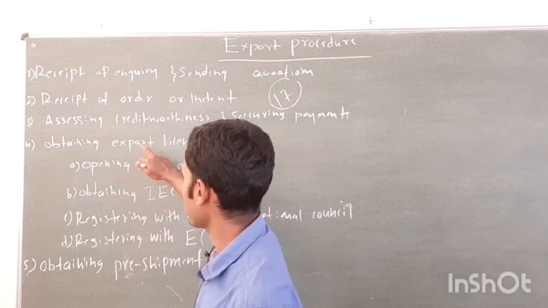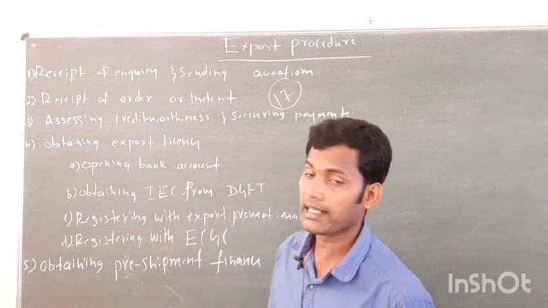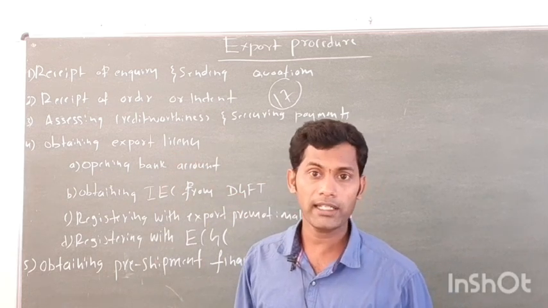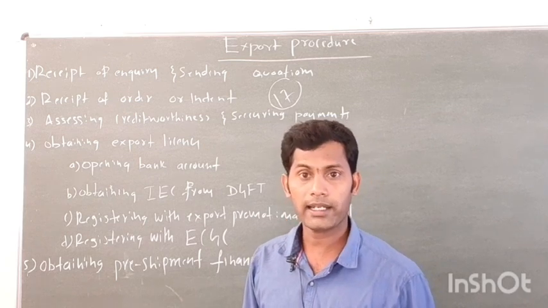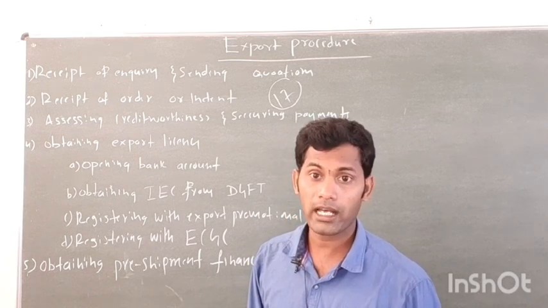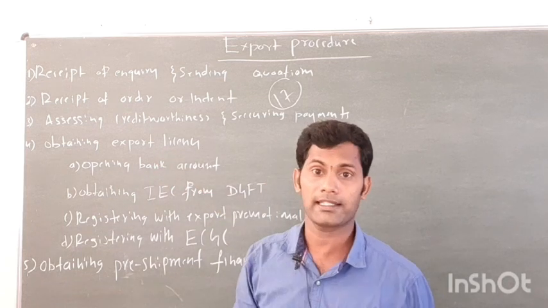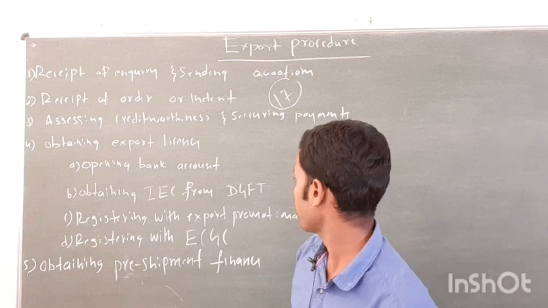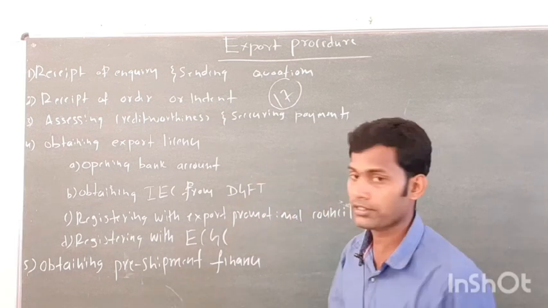Now, the fourth one, the exporter has to go for an export license. After receiving the order, and studying the creditworthiness of the importer, the exporter has to get the export license from the Directorate General of Foreign Trade.